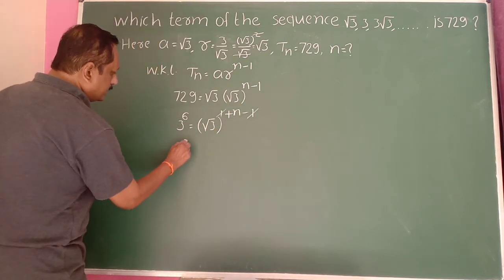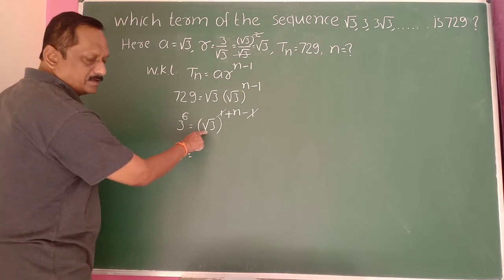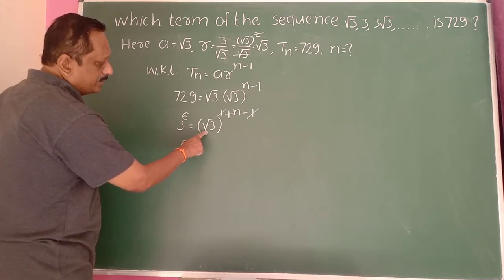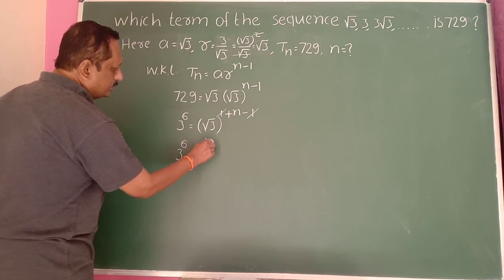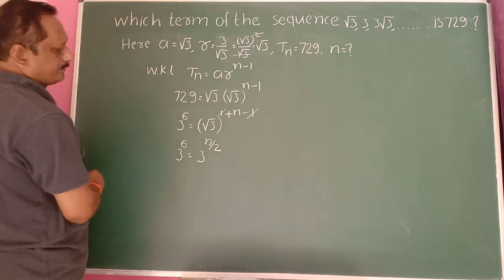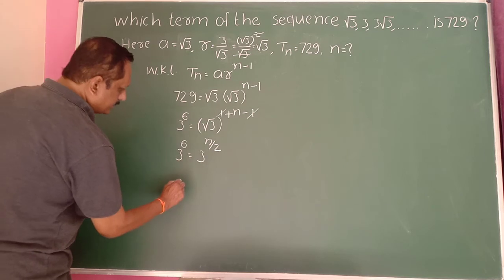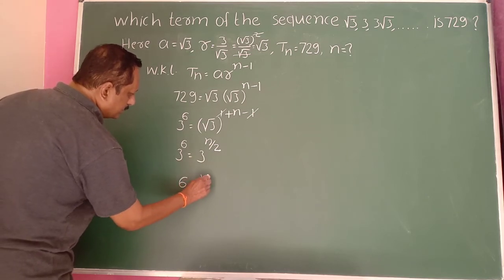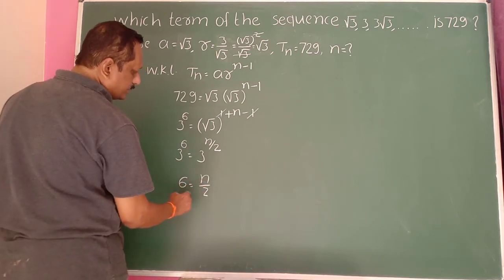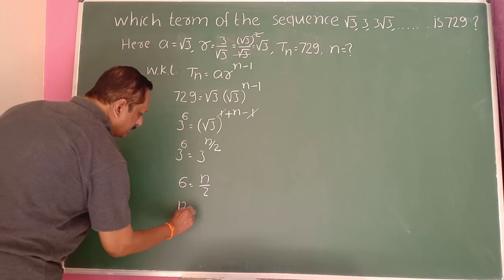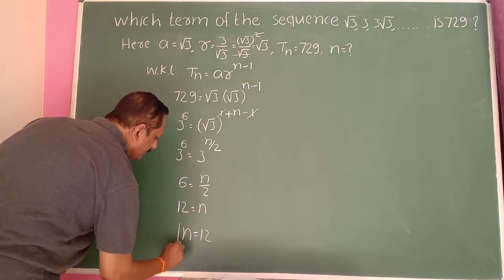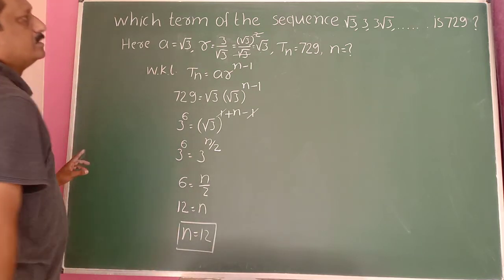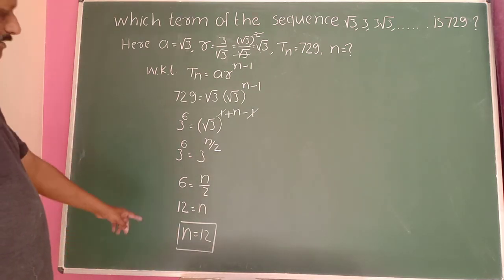Then 3 raised to 6 is equal to root 3, which means 3 raised to 1 by 2. 3 raised to 1 by 2, raised to n, becomes 3 raised to n divided by 2. The bases are the same, so 6 is equal to n divided by 2. Take it to this side. Answer: n is equal to 12. Therefore the 12th term is 729.